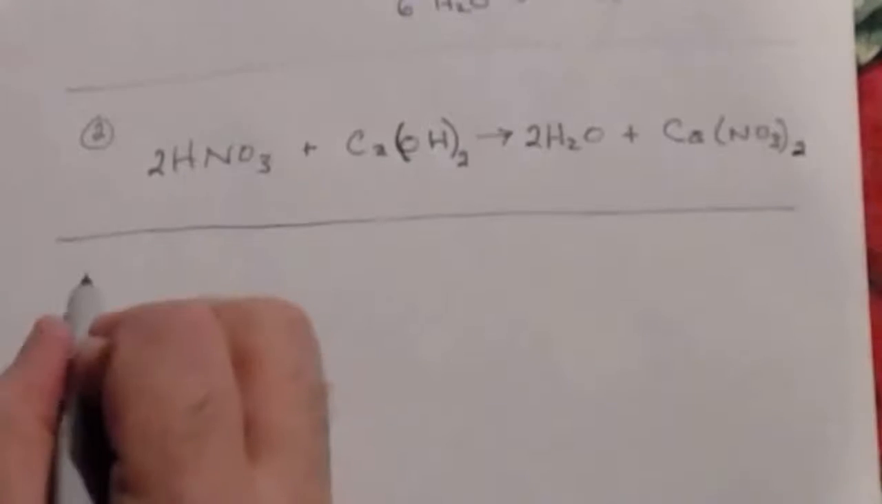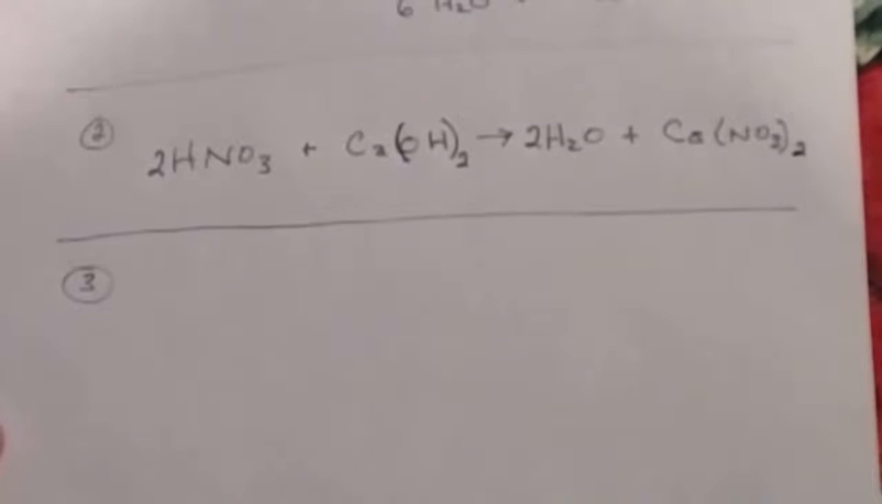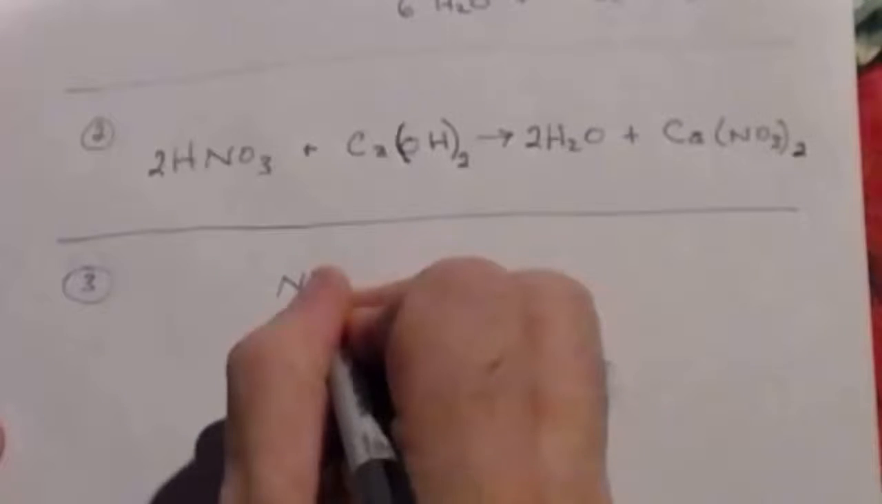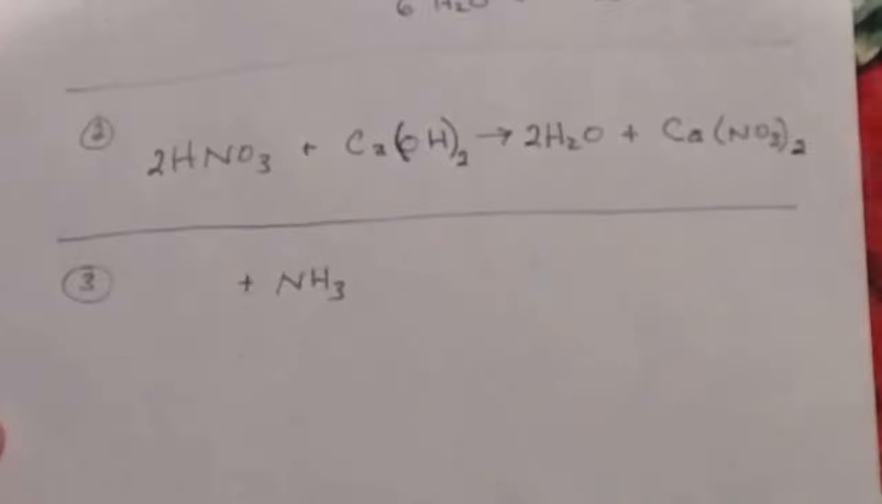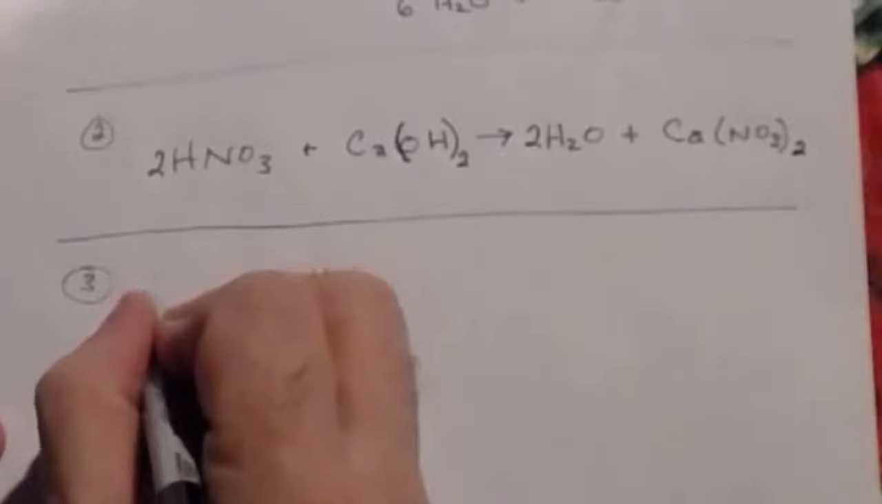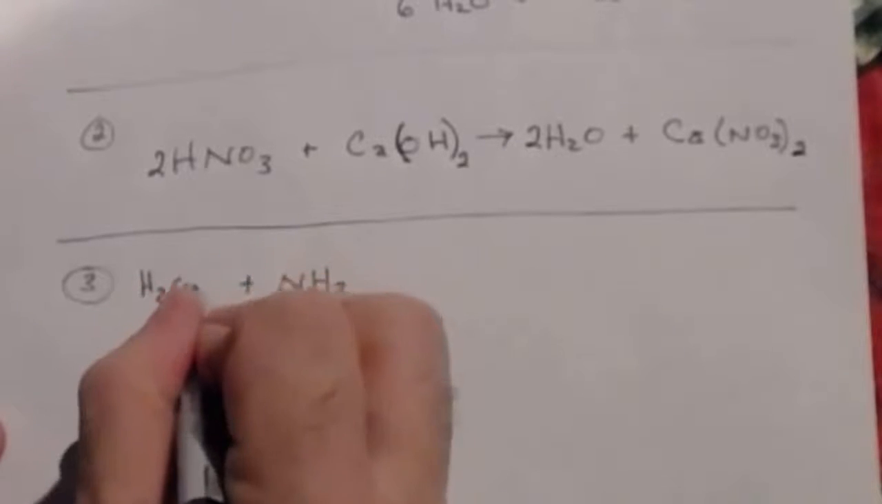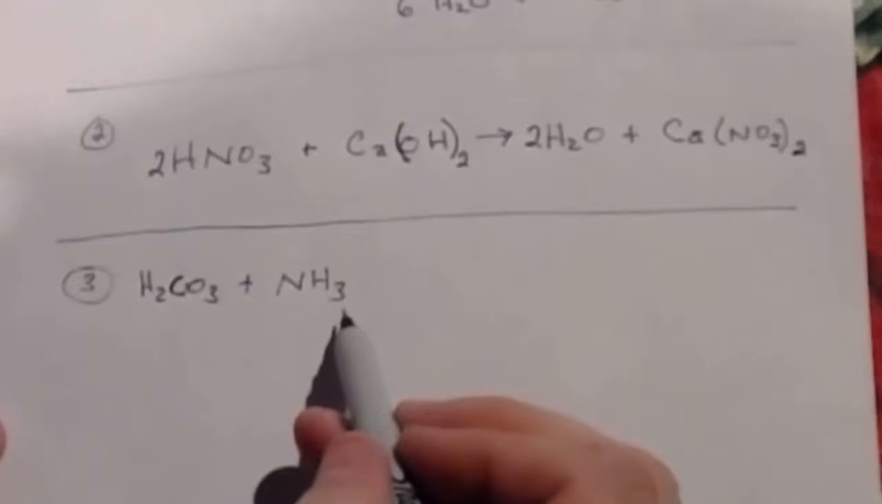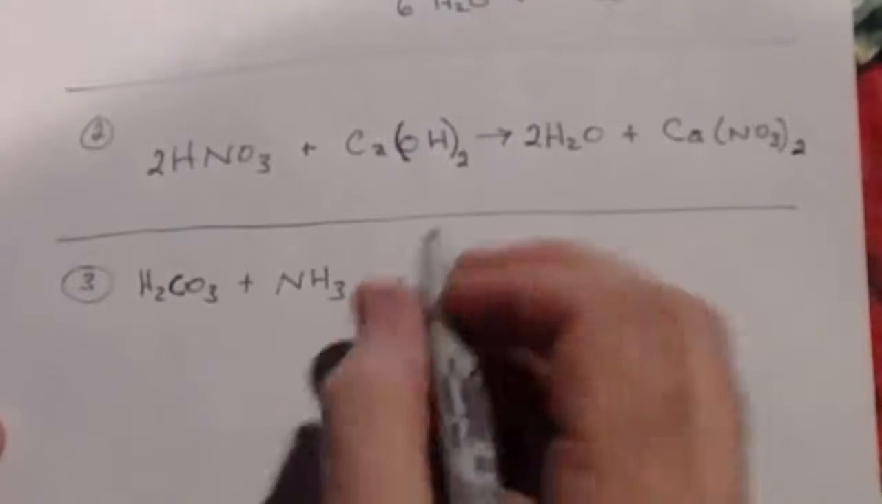And number 3. Given that ammonia, that's NH3, is a base, assuming I'm going to be given an acid to react it with. Determine the reaction that occurs between H2CO3 and ammonia, and give the balanced chemical equation.